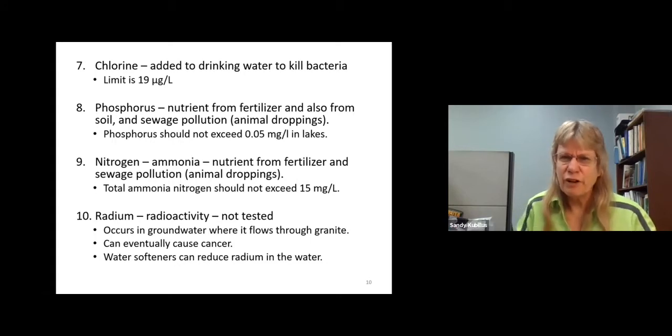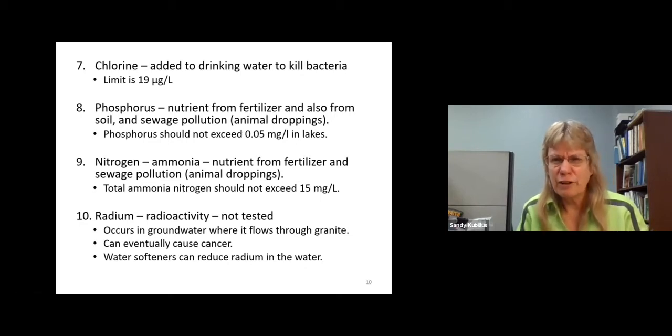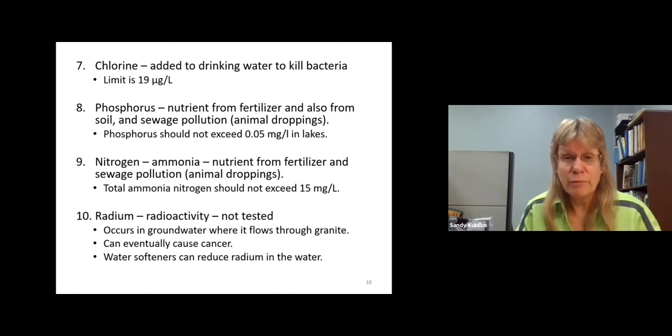And phosphorus also comes from animal droppings and from sewage. It can also come from the soil that might have had fertilizer in it. So the state standard for that is 0.05 milligrams per liter in lakes. And the nitrogen, we're going to look at ammonium nitrogen, which is from fertilizers again, and also from animal droppings, and that limit is 15 milligrams per liter.